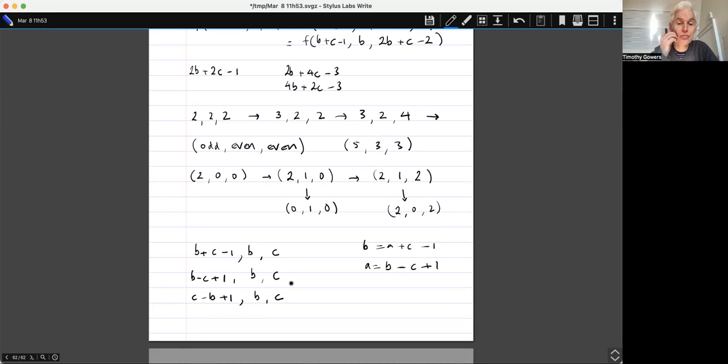I think we will want to take whichever of those is the larger, because the smaller one will be less than or equal to zero. So I think we can just say we replace it by mod b minus c plus 1 in both cases. So I think that's what happens if we do the operation backwards.